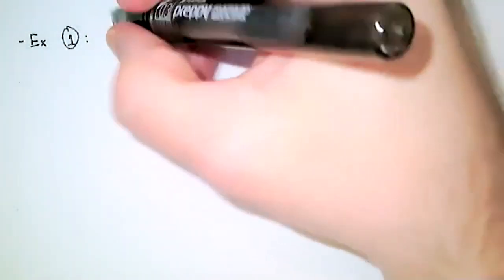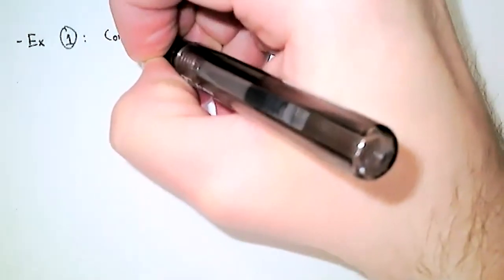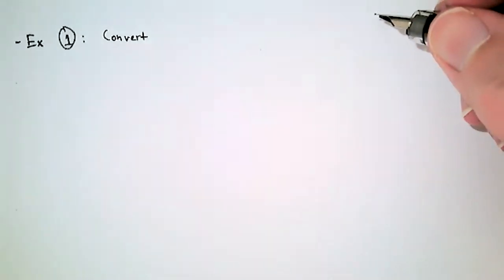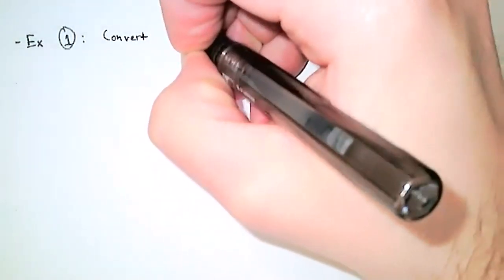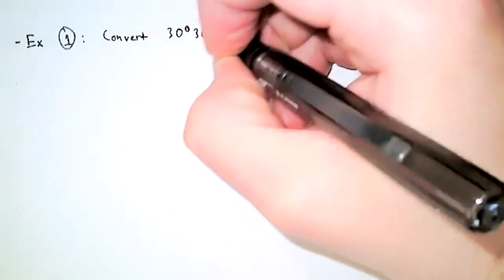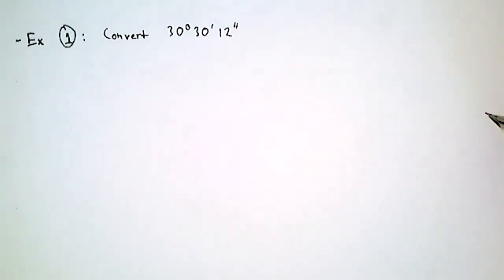So let's move on to the last few pieces of the lecture. We're going to do some examples where we have to think about the relationships between degrees and then degrees in minutes and seconds. And the first thing that I want to do is talk about converting an angle measurement that uses degrees, minutes, and seconds to decimal form.